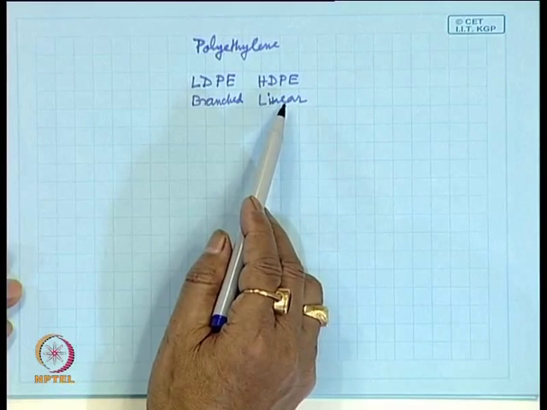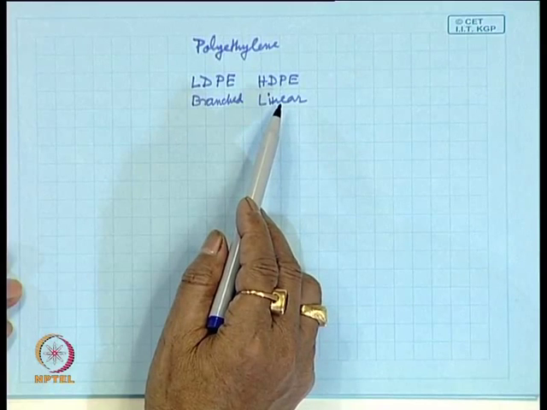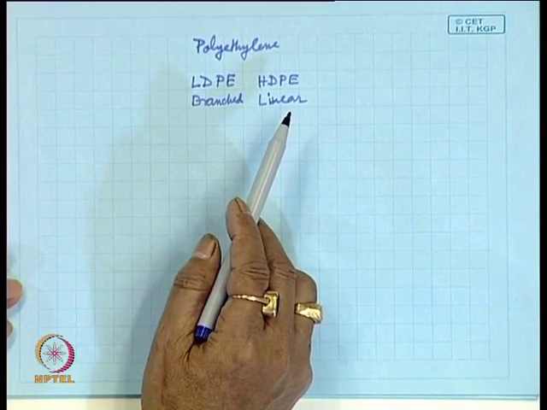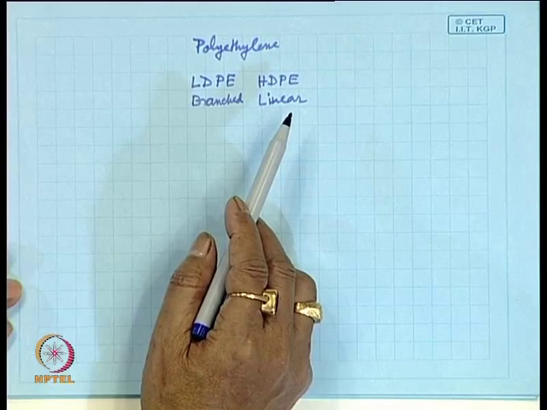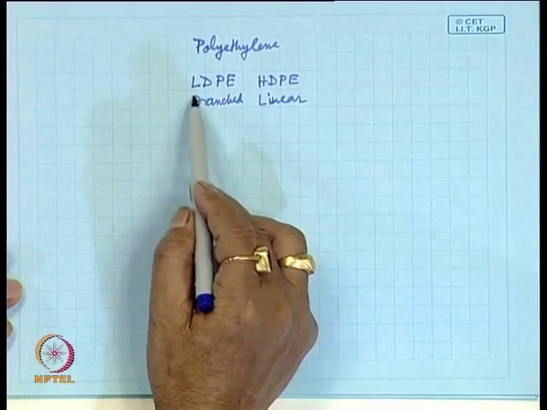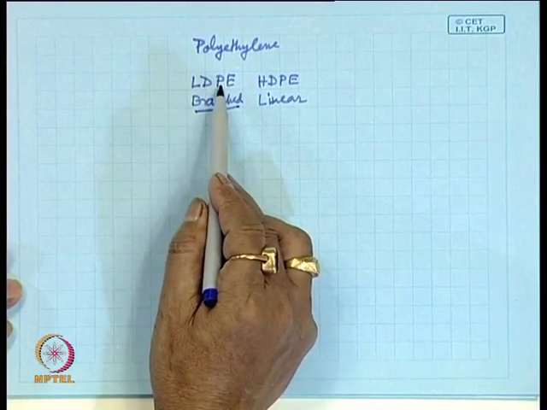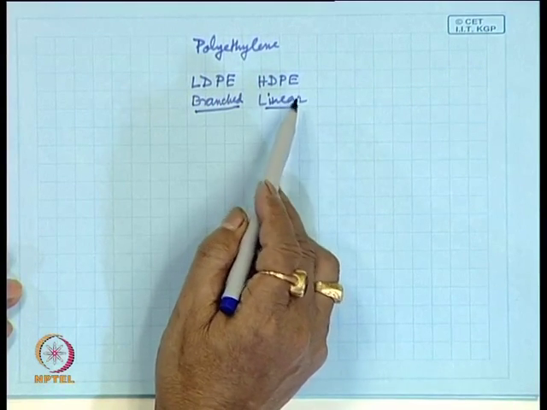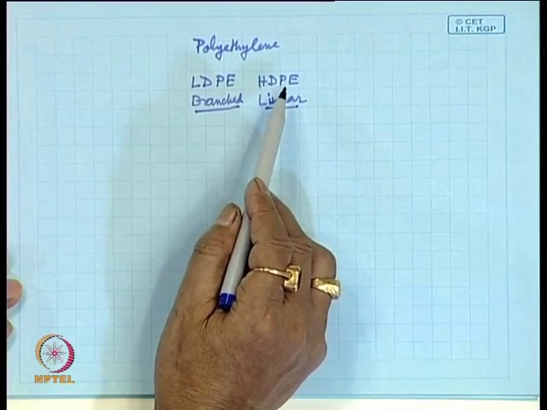If there are no branches, there will be compaction. So, density will be more. Density of a compact system is more, bulk density of a compact system is more. So, this LDPE is the branched one, so it is low density, and HDPE is linear, so it is high density.